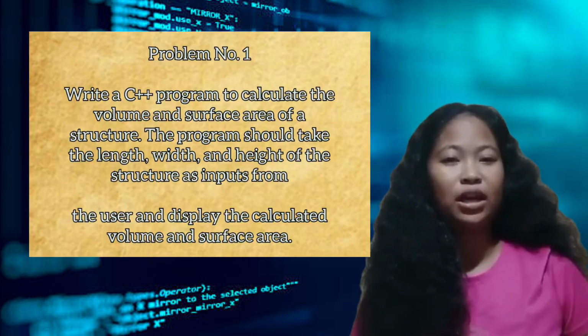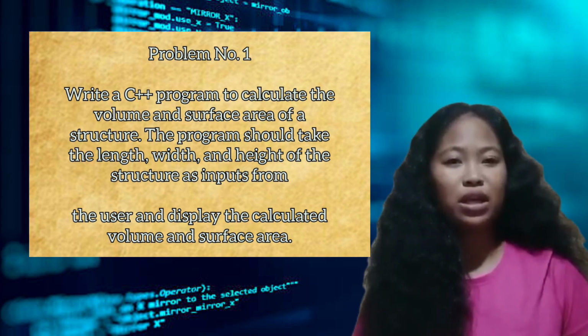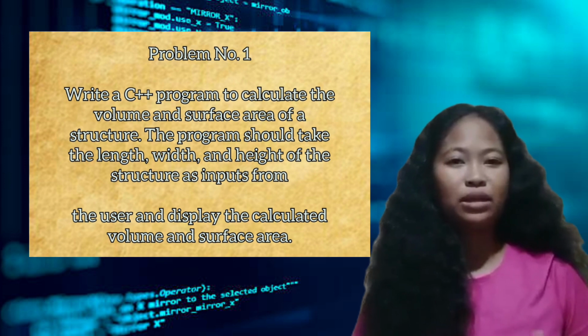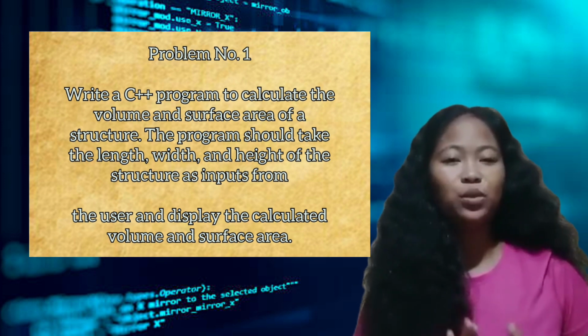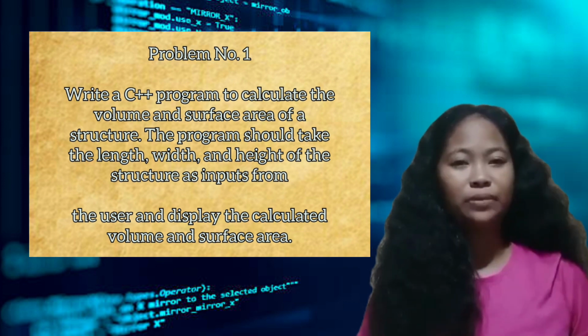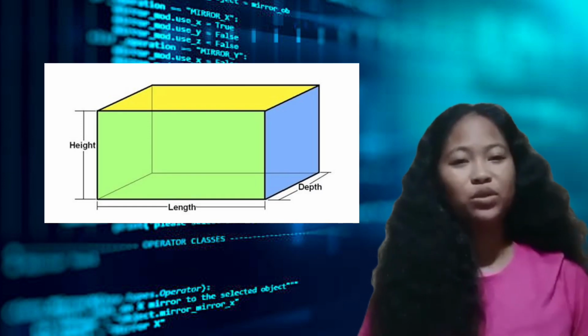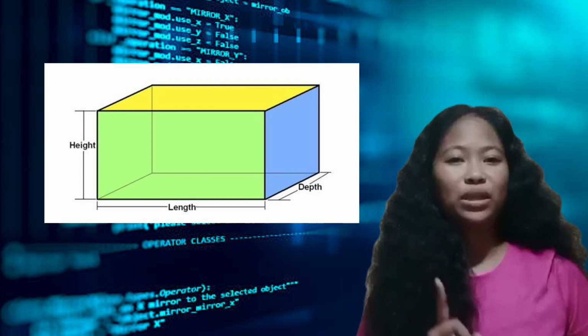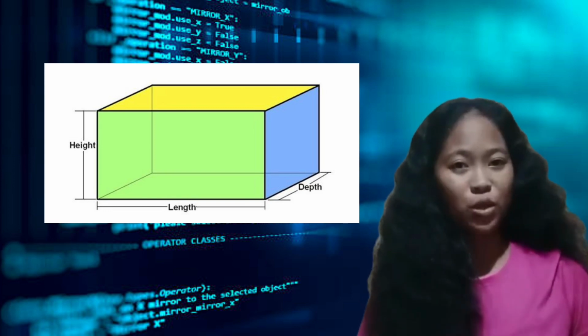Problem number 1. Write a C++ program to calculate the volume and surface area of a structure. The program should take the length, width, and height of the structure as input from the user and calculate the volume and surface area. In order to make a solution for this program, assume that the needed structure is a perfect cuboid.